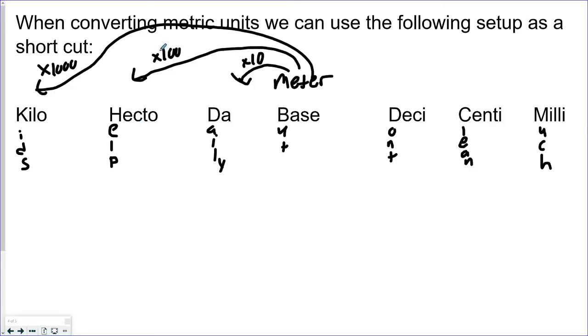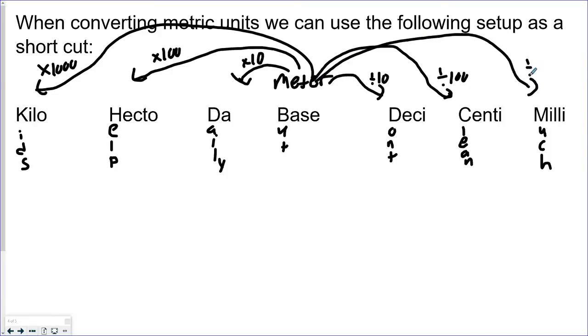1 hectometer is worth 100 meters. 1 decameter is worth 10 meters. And the backwards is true as well. There are 10 decimeters in a meter. There are 100 centimeters in a meter. And there are 1,000 millimeters in a meter.